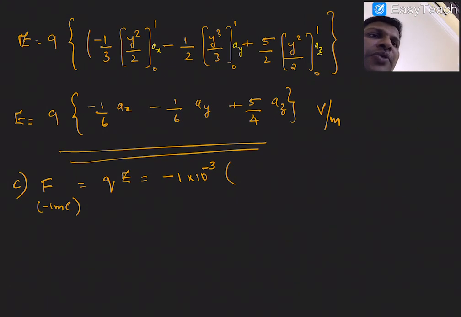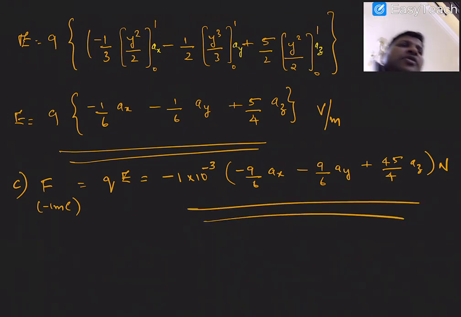So your electric field, you see, becomes minus 9 over 6 into ax, minus 9 over 6 into ay, plus 9 5s are 45, 45 by 4 into az. So this will be the force. This many newtons will be the force acting on it. You can multiply and find out the answer. I hope it is clear to you.